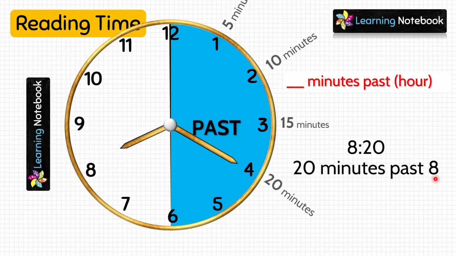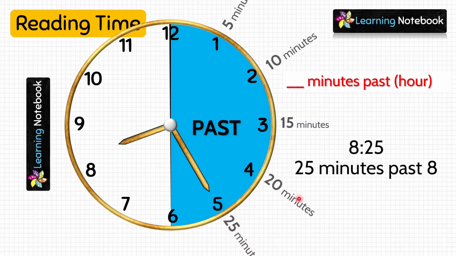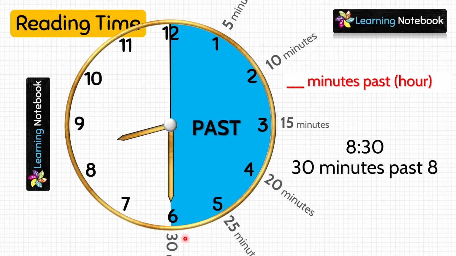Now let's move the minute hand to 5. Since 25 minutes have passed, so we say time is 8:25 or 25 minutes past 8. Now the minute hand moves to the next number 6. 30 minutes have passed. So we say time is 8:30 or 30 minutes past 8. Students, we also read this time as half past 8.